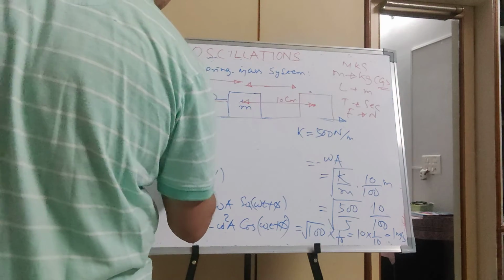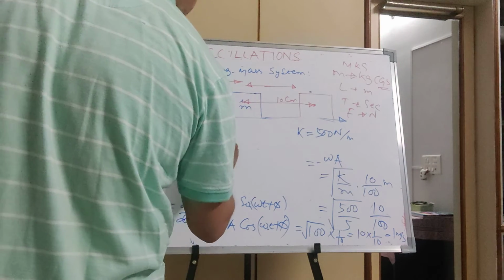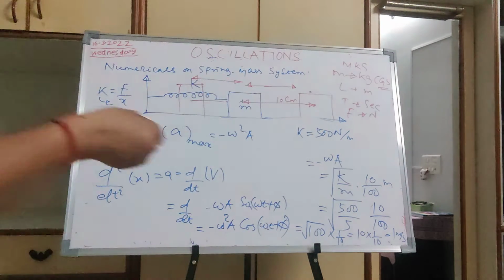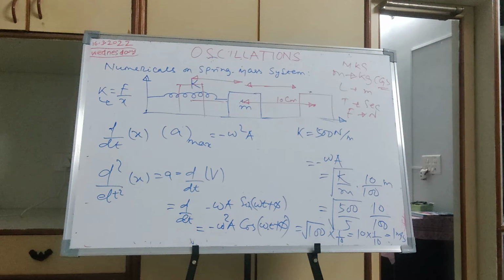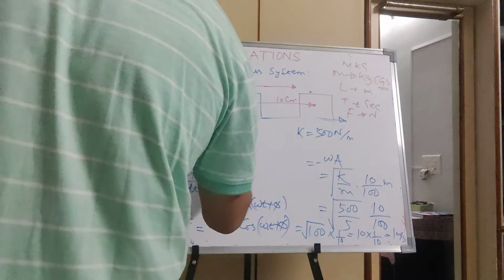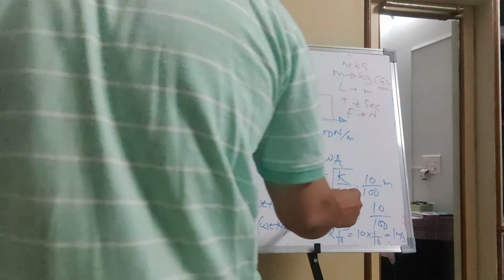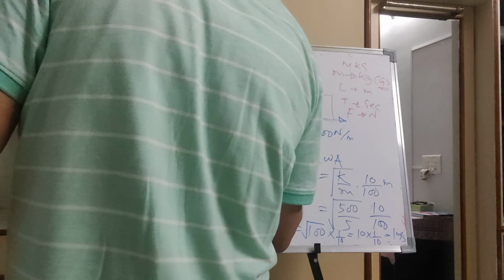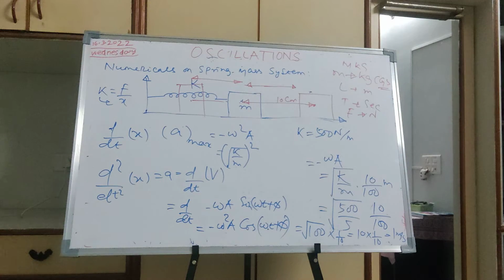So a max is equal to minus omega square A, because cos also varies from 0 to 1. Okay, so it is minus omega square A. So you know what my omega square is? It is root of k by m, squared. Right, that is the omega square.